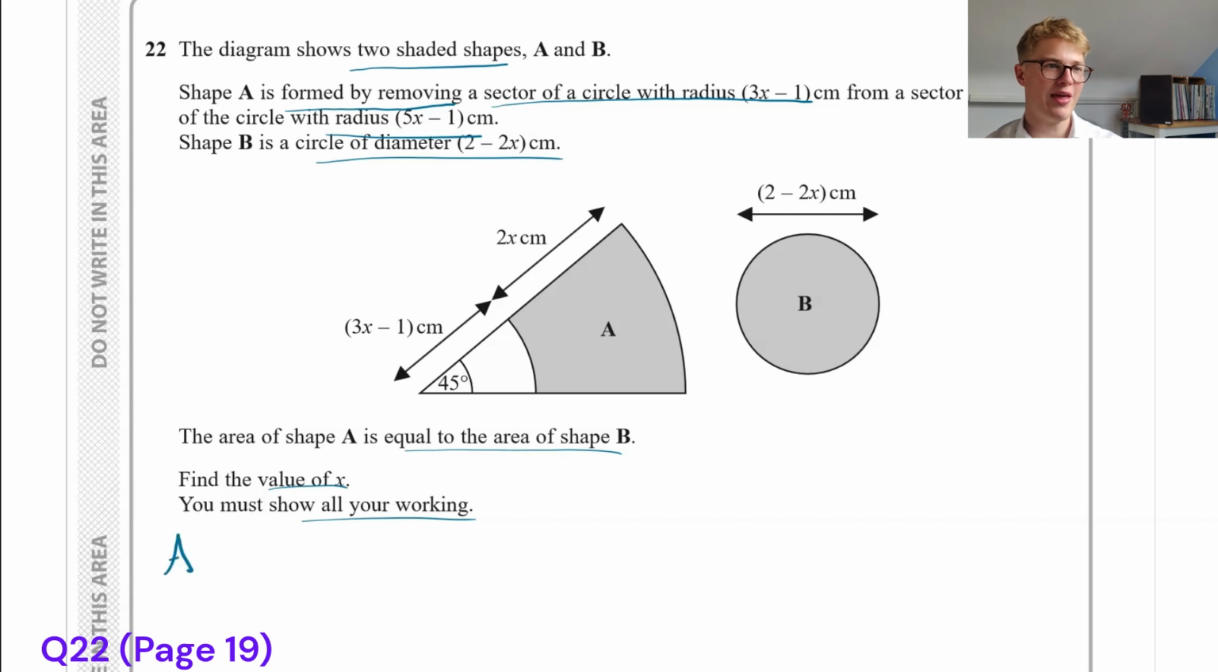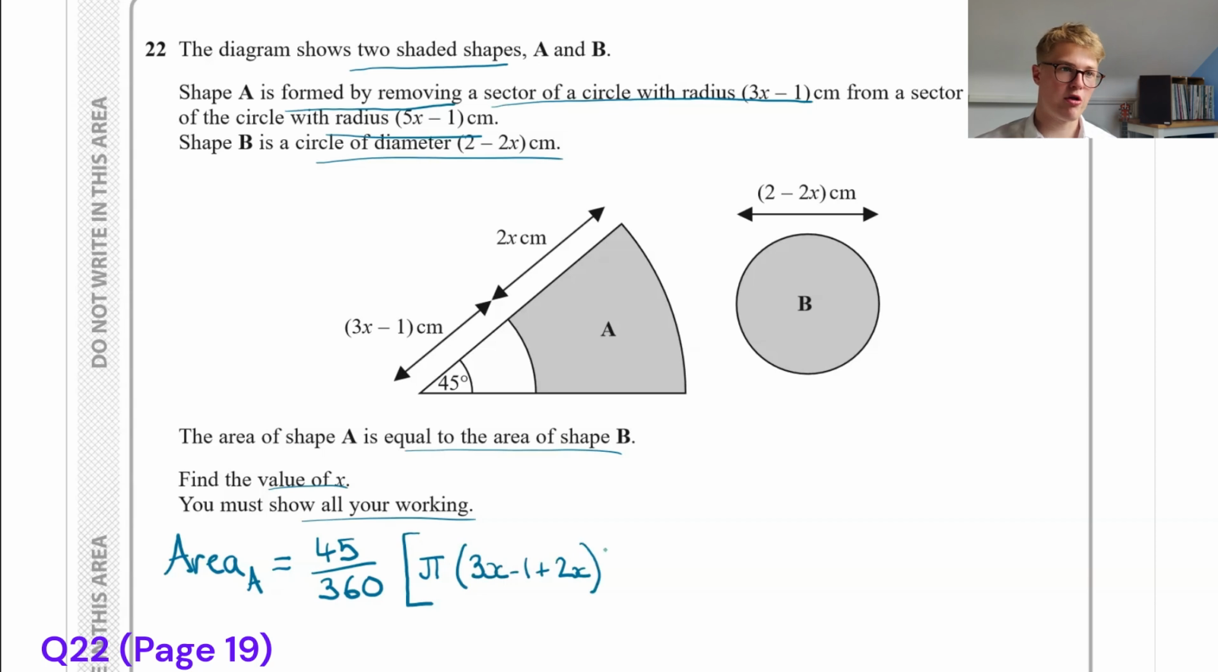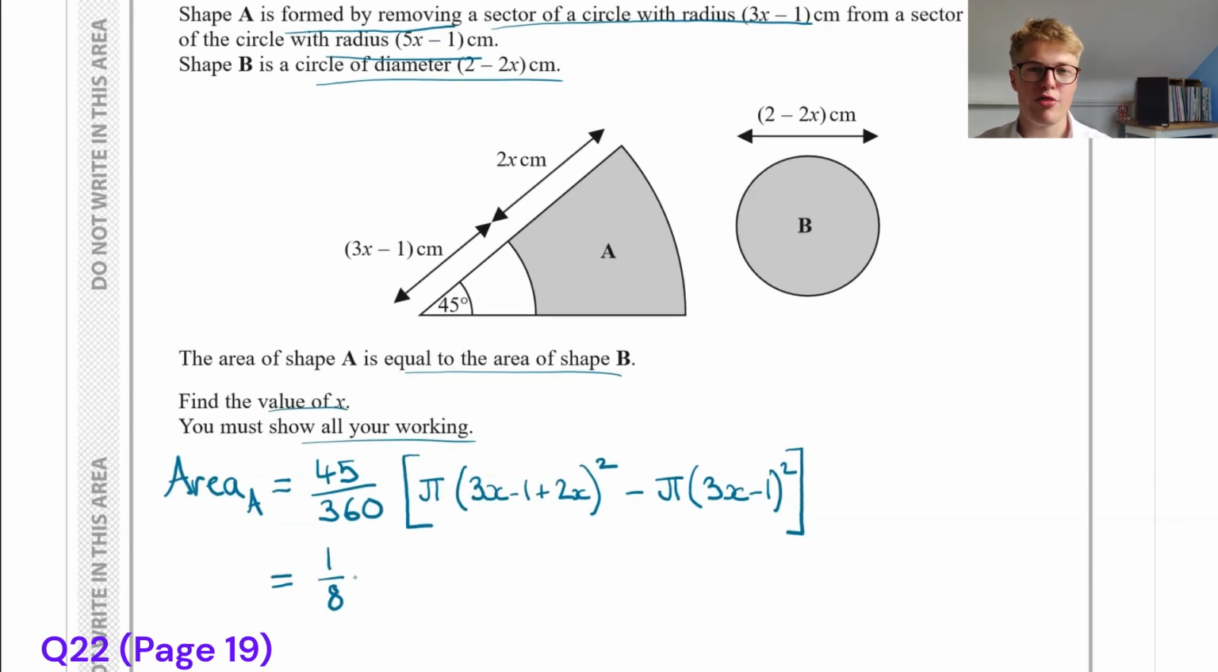So, first and foremost, the area of A is going to be 45 over 360, because that gives us the sector of the circle, times pi r squared of the large circle minus pi r squared of the smaller circle. So we have pi times 3x minus 1 plus 2x squared minus pi times 3x minus 1 squared. 45 over 360 simplifies to 1/8, and we can factor out the pi term from the rest of the equation.